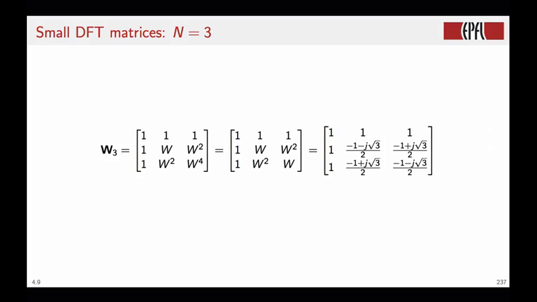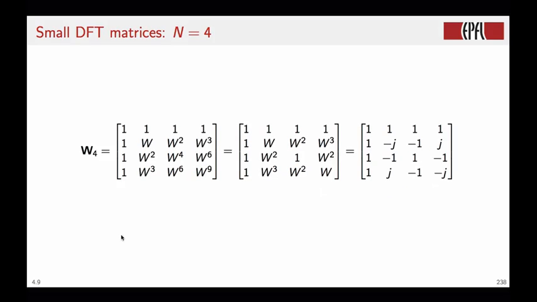So the second case, W3, has powers here 1 and 2, 2 and 4. We take modulo 3, so you can see the 4 becomes a 1 here. So this matrix is already a little bit simpler than that one, and here we wrote out the actual values in terms of complex numbers. So this is simply e to the minus j 2 pi over 3, 4 pi over 3, 4 pi over 3, and here again 2 pi over 3.